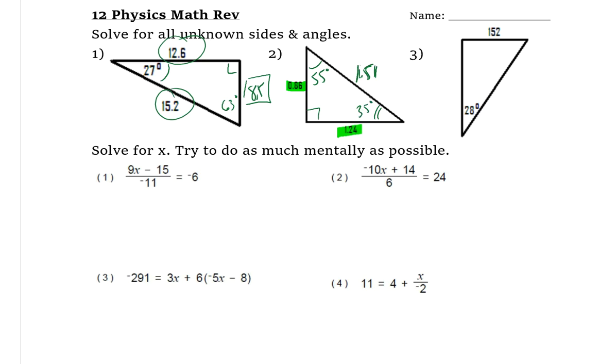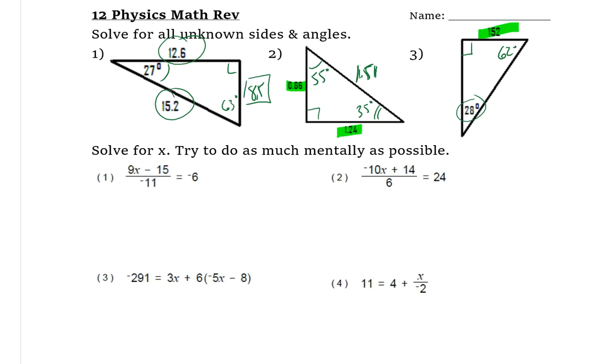All right, if we go to the last triangle, we've got the 28 down here. We've got the right angle, which means this missing one over here has to be 62 degrees. I only have the one side, so I'm not kicking into Pythagoras or anything like that. I've got the 152 up top. So if I was going to solve this for my sides, I've got to use some trig here.